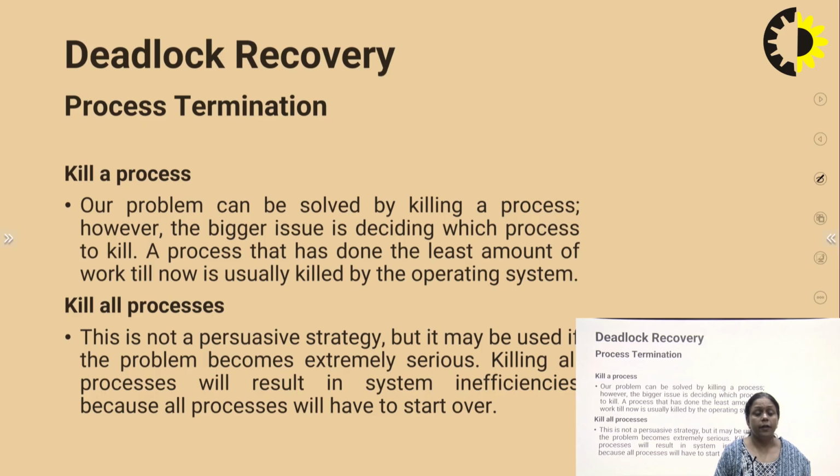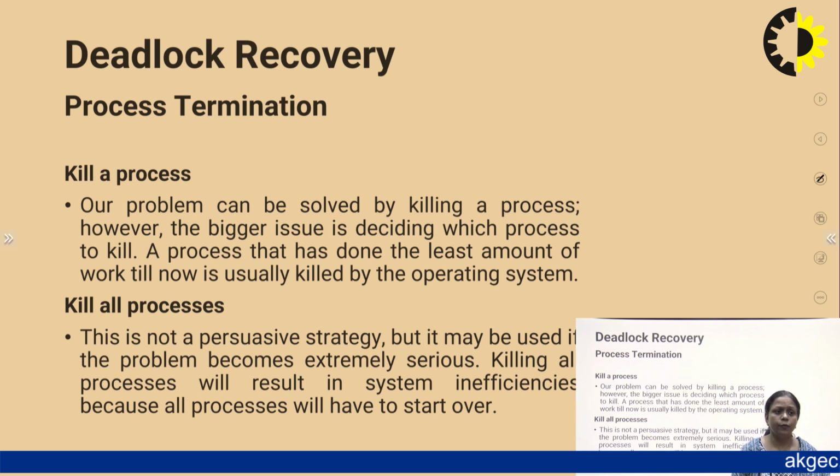Now, if we detect the deadlock in the system, the process of recovery will be started. What are the deadlock recovery processes? Firstly, kill a process. If we find a particular cycle in the system, then we can kill a process. If one process is killed, then this cycle will be broken and deadlock will be removed from the system. Or another option is we can kill all the processes. If we kill all the processes, then again the system will recover from the deadlock.